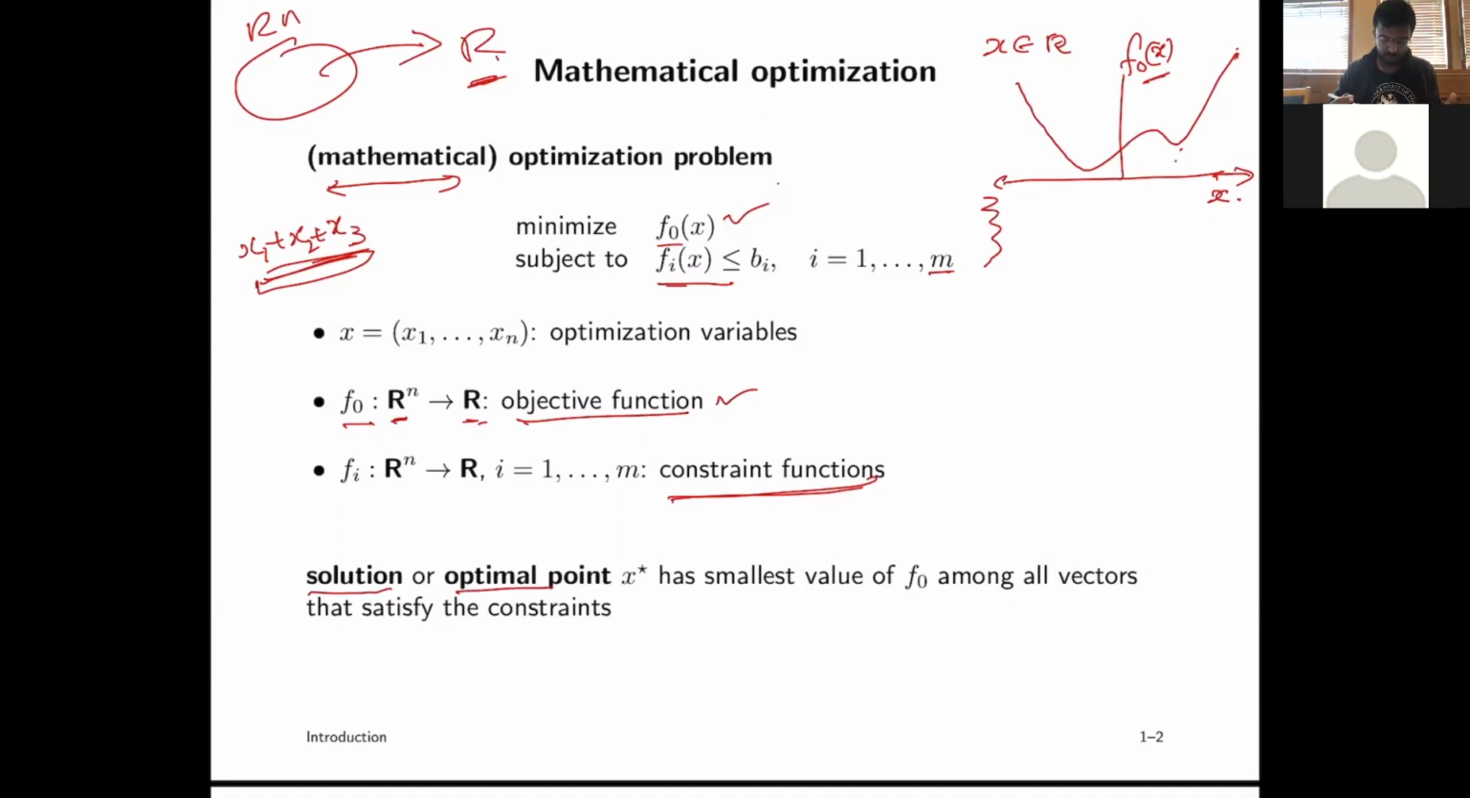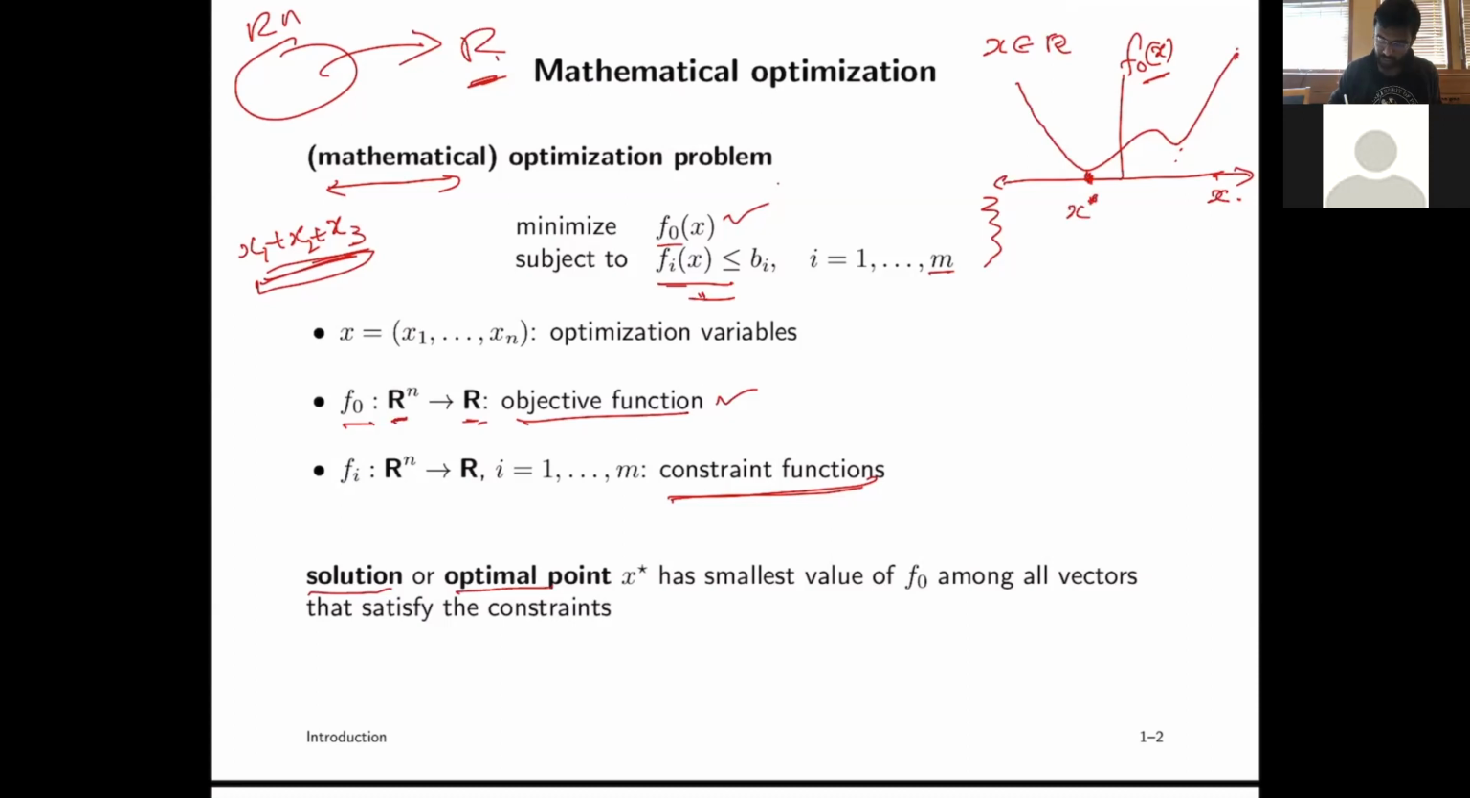So what is the optimal point? That is the x which minimizes f0, and at the same time it should satisfy all the constraints. So let's say for a minute that the constraints are not there. What is the minimum of this function? What will be x star? It will be this point, right? X star, because this is the minimum value.